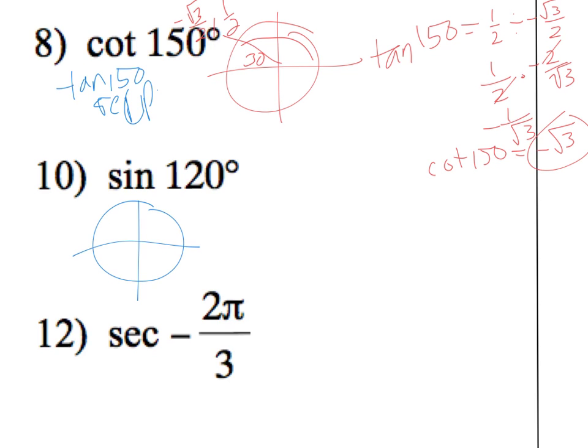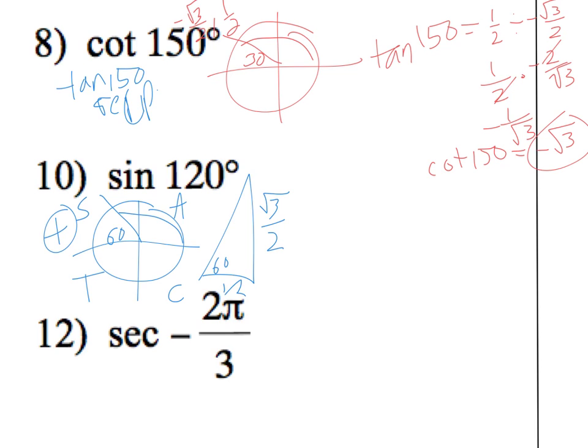Sine of 120, that's going to be here with 60 left. So I'm looking at my 60-degree reference angle, and in this quadrant, sine is positive. So we were looking at root 3 over 2, 1/2. Sine is opposite, divide by 1. Sine of 120 is the square root of 3 over 2.